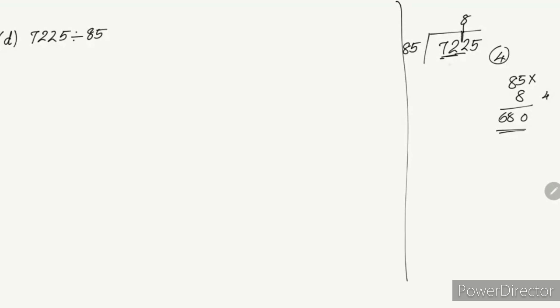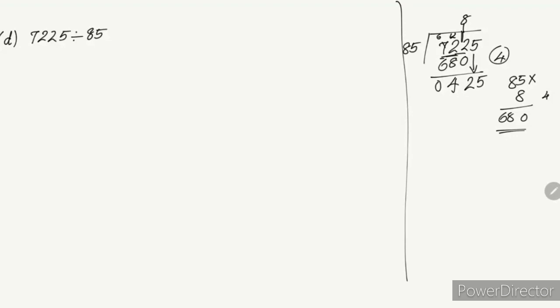Then 8 into 85, 680. While subtracting, we will get 2 minus 0, 2. Then here 2, then we will take 1 from 7 and it becomes 12. And 12 minus 8, 4. The 7 becomes 6, then 6 minus 6, 0. And we can write this 5 here.